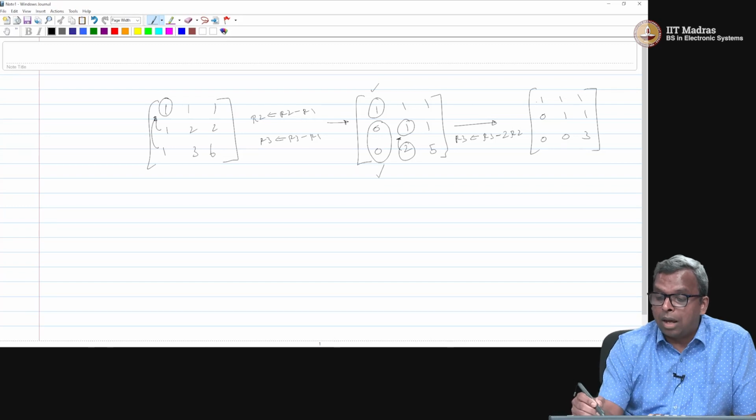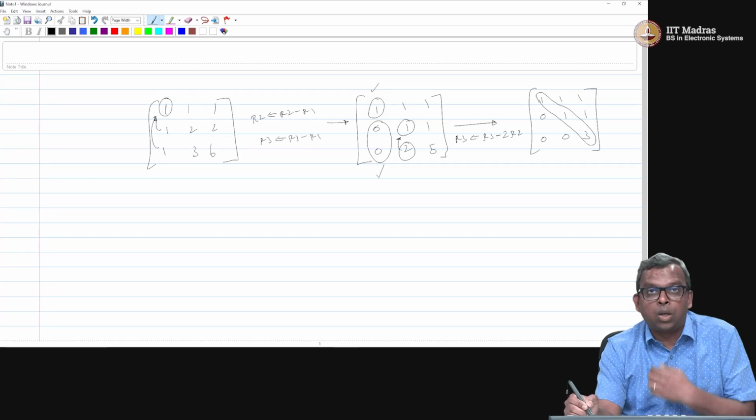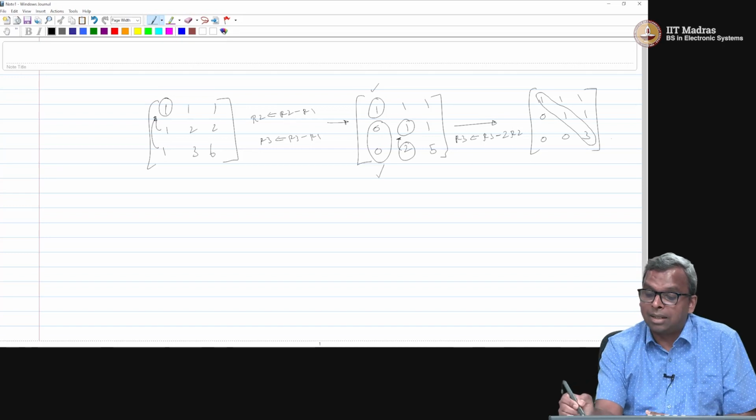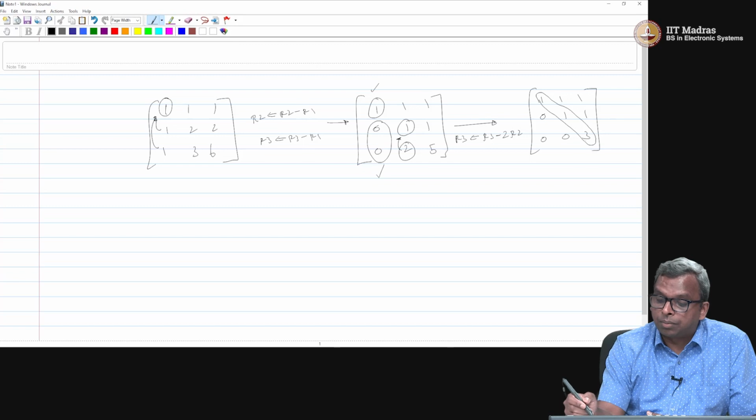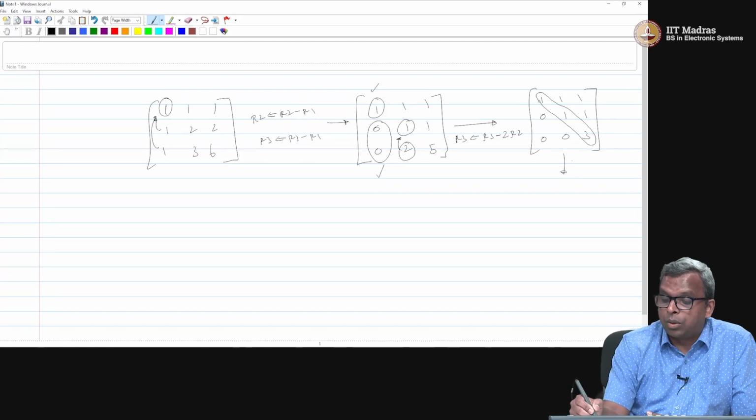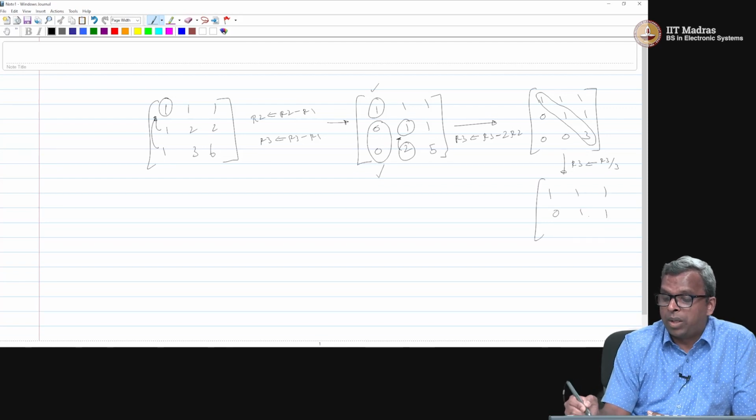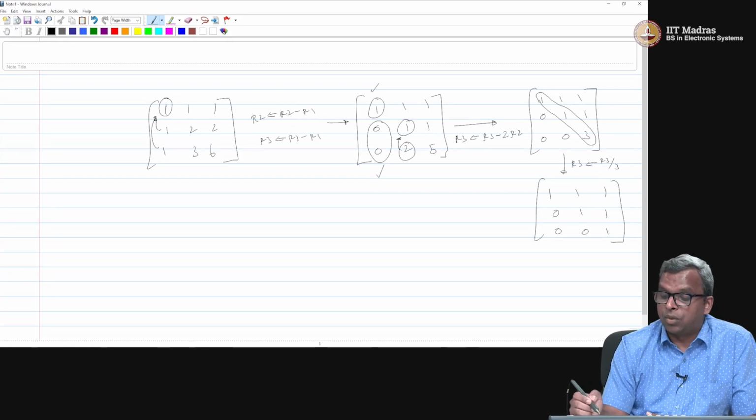So, now after you get this triangular form, in fact, this 3 you can make 1 also. You can divide the last row by 3. You can do that, right. So, maybe we do that. You divide row 3 by 3, and you get this very simple form. I am doing it in glorious detail here. We will skip the details as we go along.